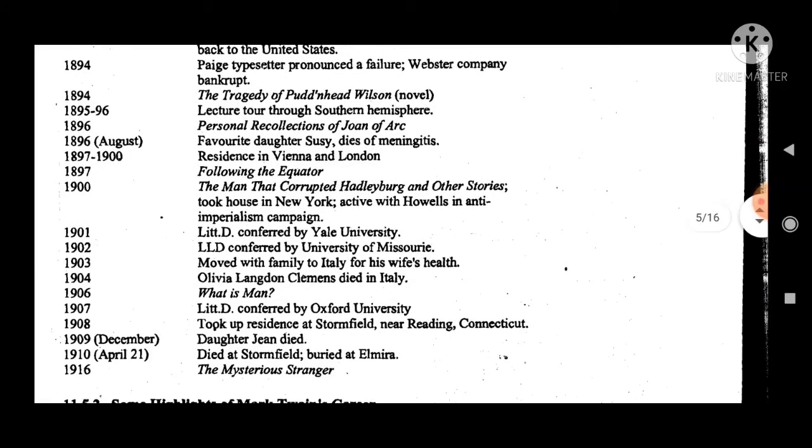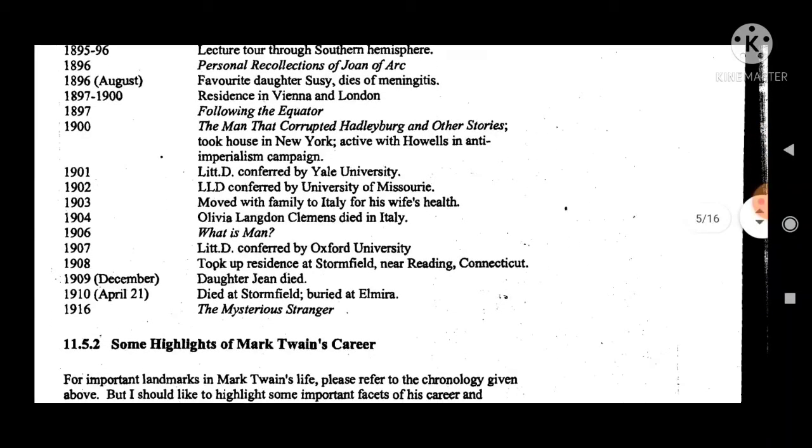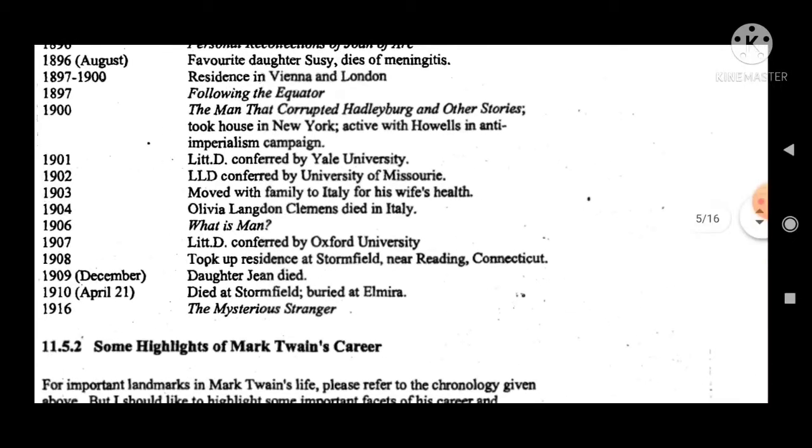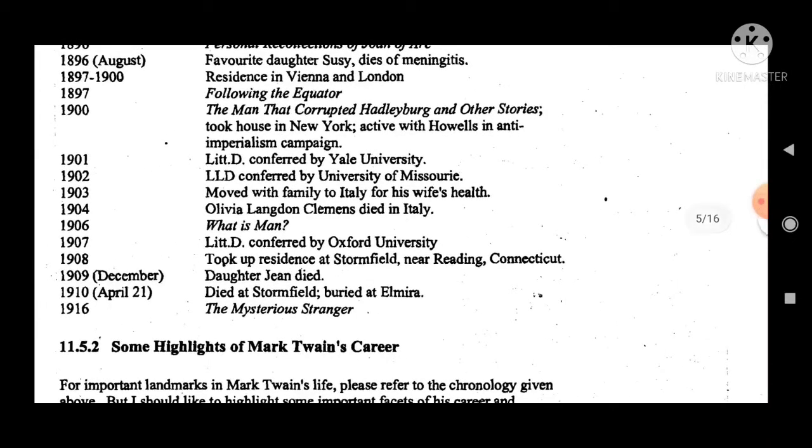Then 1897 to 1900, residence in Vienna and London. 1897, Following the Equator. 1900, The Man That Corrupted Hadleyburg and Other Stories. Took house in New York, active with Howells in anti-imperialism campaign.